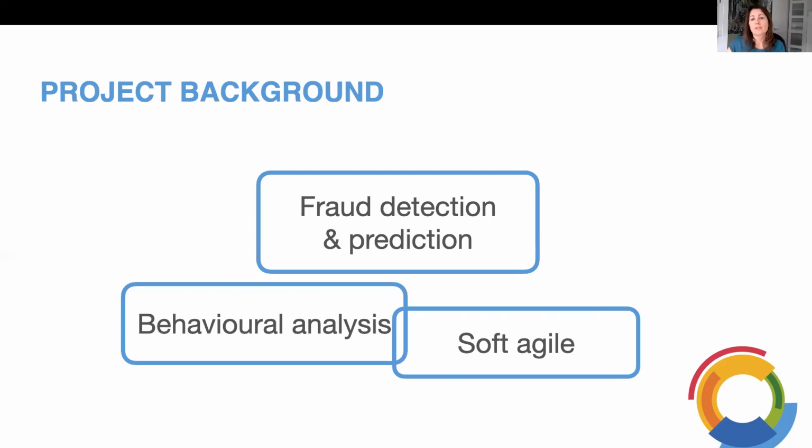But let's start with a quick background overview of the use case. So we have an organization with their own data analytics department. One of their activities is fraud detection and, of course, predictions. And they find behavioral analysis quite interesting. And then they're working in what we could call a soft agile environment.